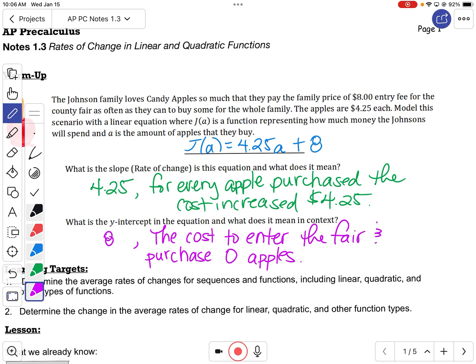Our learning targets for today are to talk about how we are going to determine the average rates of change for sequences and functions. Sequences we're going to see in a table, as a function if we see it in a graph, including linear, quadratic, and other types of functions. Then determine the change in the average rates of change, so change of change, for those same types of functions.